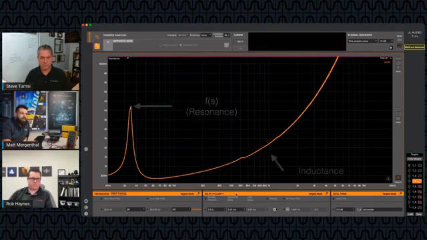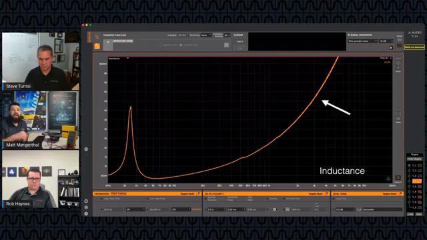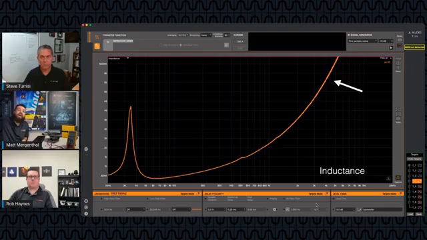And then after that, we have more inductance. As it gets higher and higher in frequency, the resistance goes really high as the frequency increases. That means that at higher frequency, it's going to play less and less loud, which makes sense because it's a subwoofer.